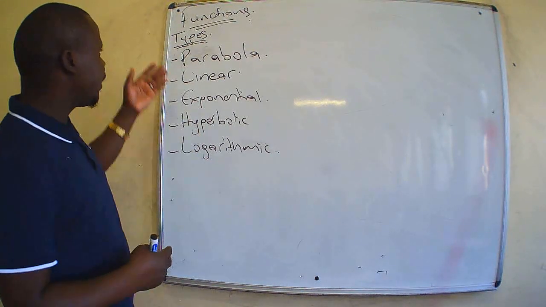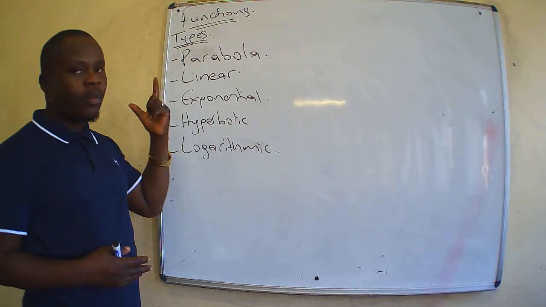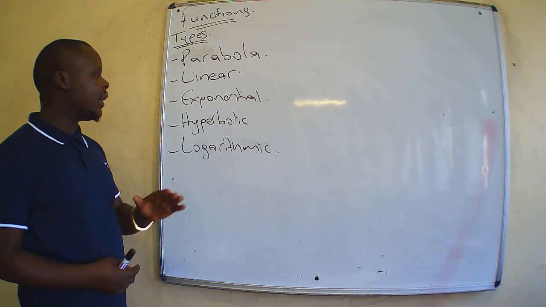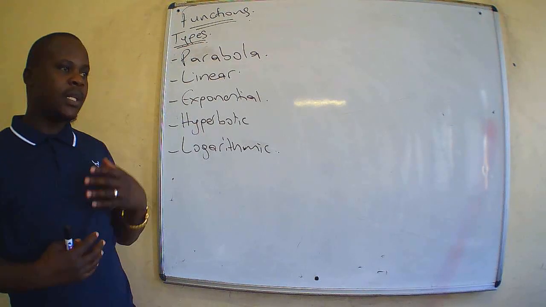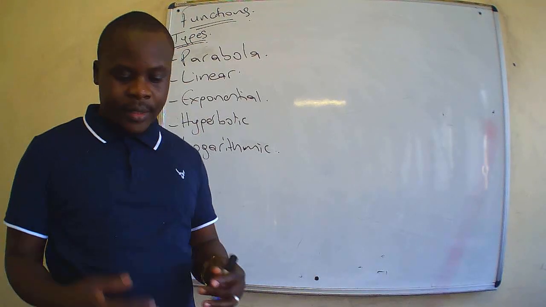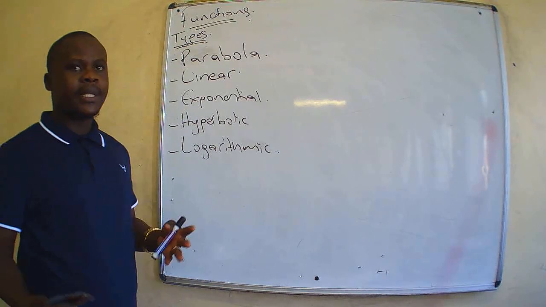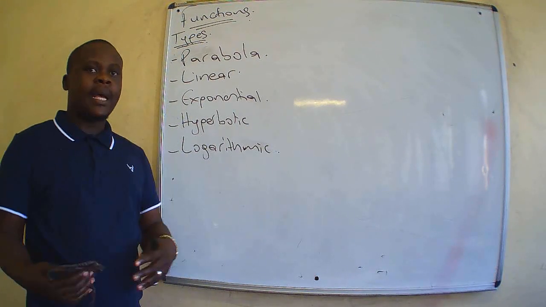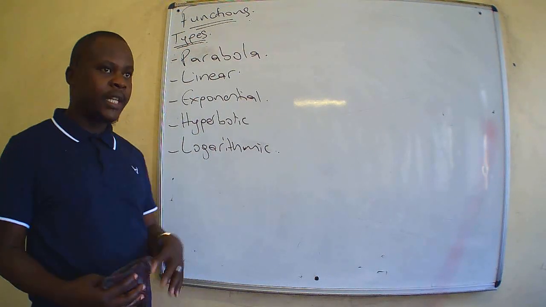So the functions that we're going to take a look at are parabola functions, which is quadratic. We're also going to take a look at linear functions, exponential functions, hyperbolic, and logarithmic functions. But we're going to do this in different steps. So the first type of function that we need to take a look at and understand some characteristics that can help us to answer questions is the first one, which is the parabolic function.